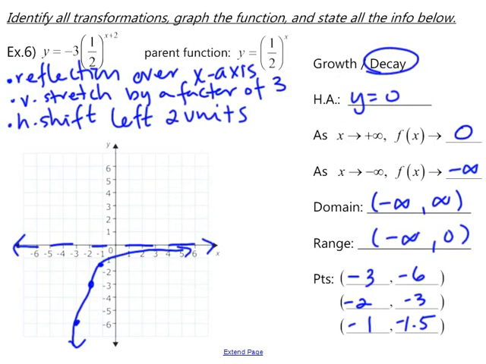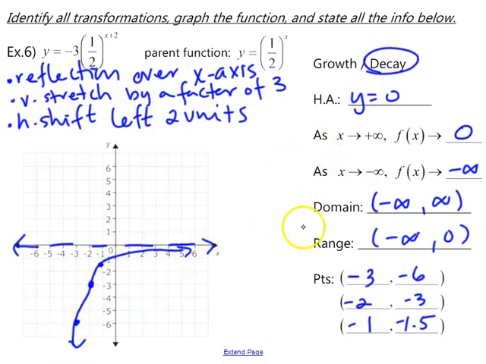So for example 6, hopefully you notice that we have a reflection over the x-axis, we have a vertical stretch by a factor of 3, a horizontal shift left 2 units. So this is a decay function because our b is less than 1 but greater than 0. And since we don't have a vertical shift, our horizontal asymptote is y equals 0. So you plot our horizontal asymptote, and hopefully the points you got from your calculator, these were the best points I could find. So you plot those and you use the calculator to help you sketch your graph.